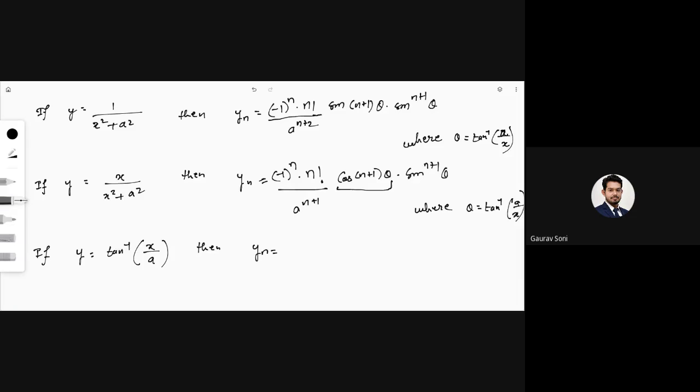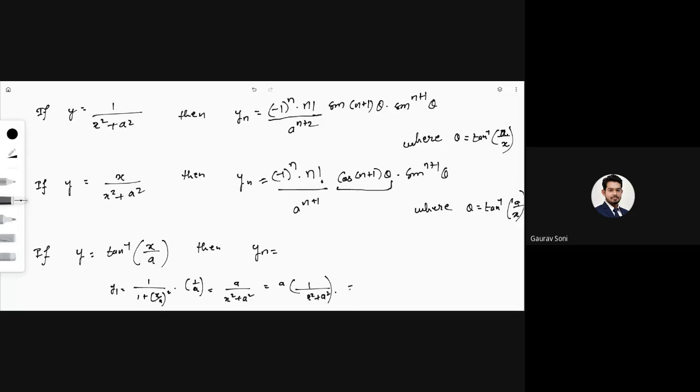Good. It is almost right, but not exactly right. You have done a small mistake there, taking the derivative of tan inverse x by a. So what will be y1? Y1 is equal to 1 upon 1 plus x by a square into derivative of x by a is 1 upon a. So this is going to be a upon x square plus a square. So a I can take outside, 1 upon x square plus a square.